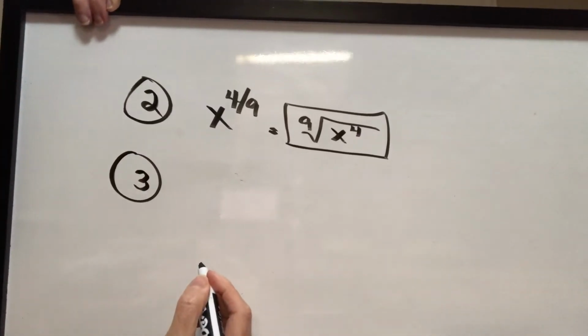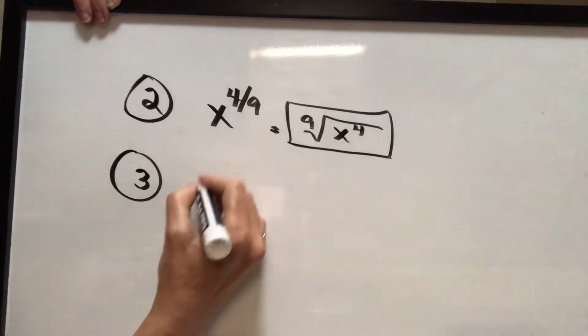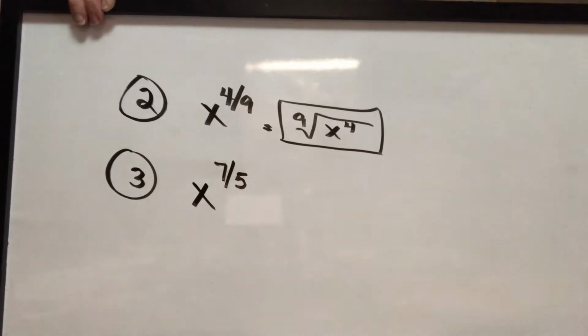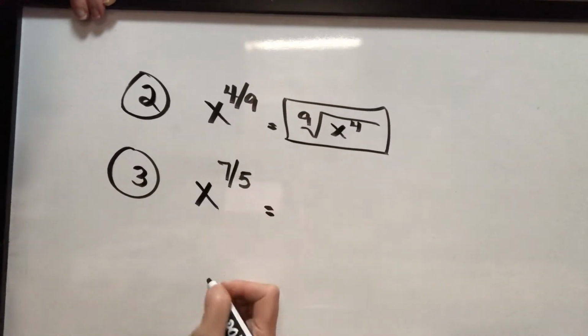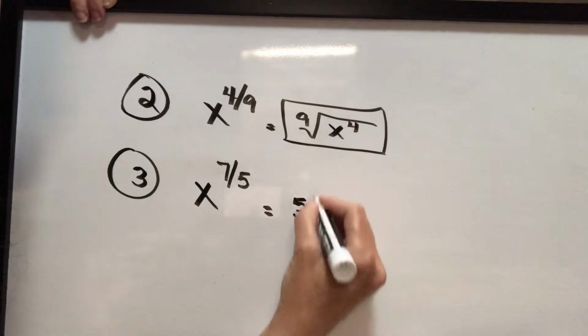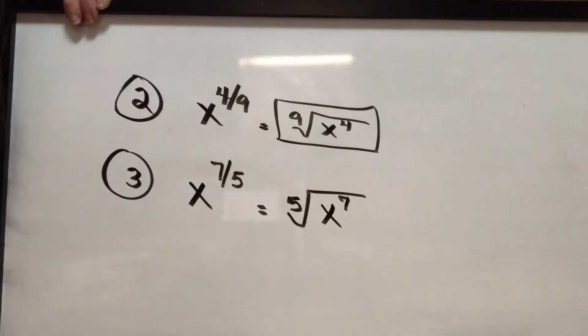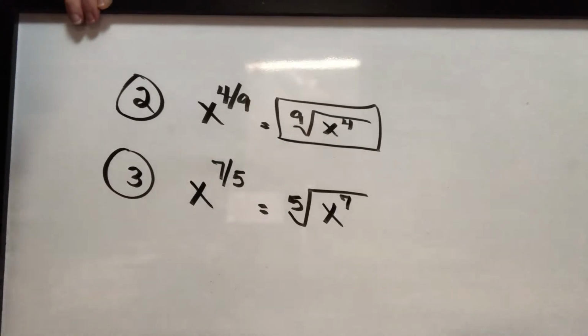Okay, so number 3, I'm going to try to fit more than one on the page before I erase. So if you had something like x to the 7/5 power, the denominator 5 would make it a 5th root. The inside would be x to the 7th. And this one you would be able to simplify because 7 is higher than 5.